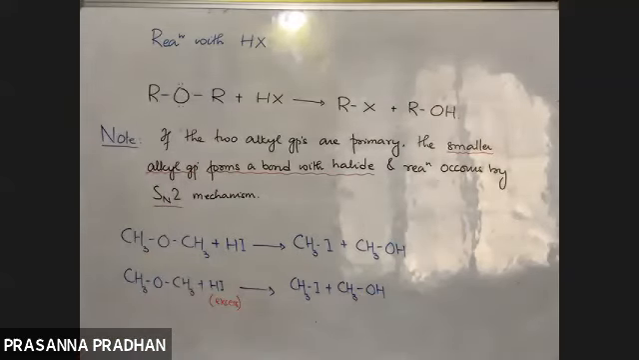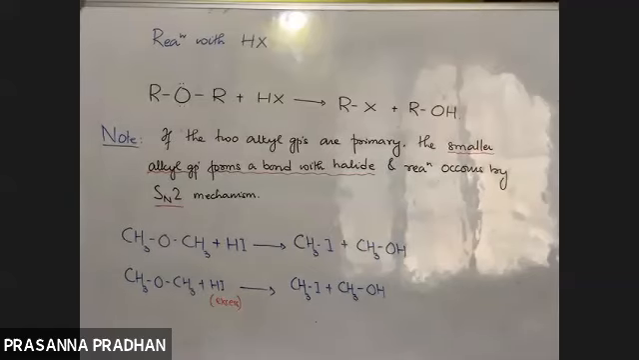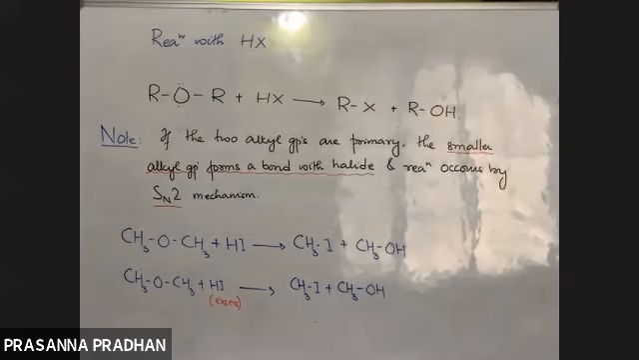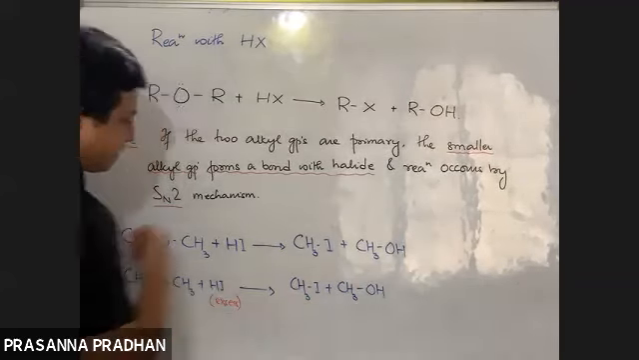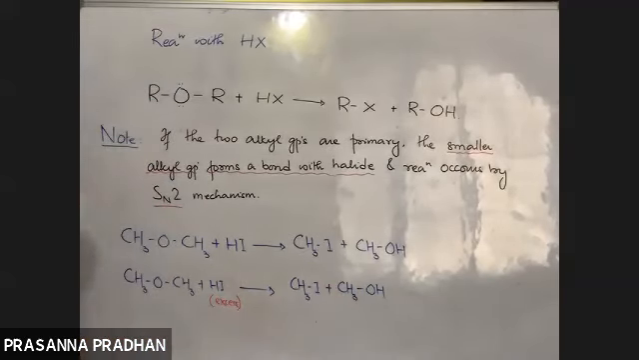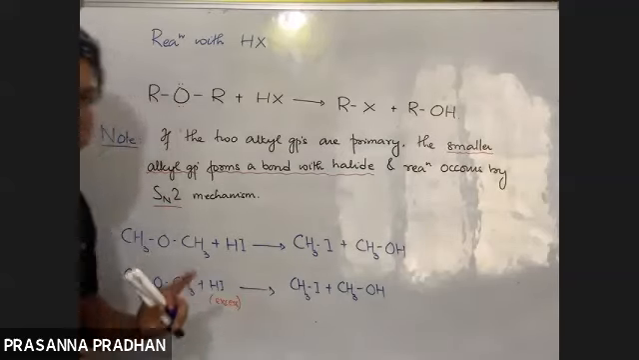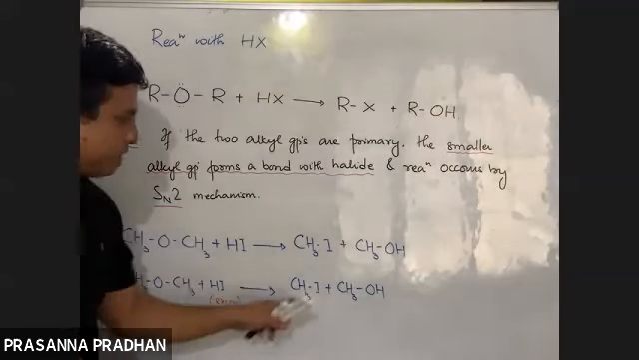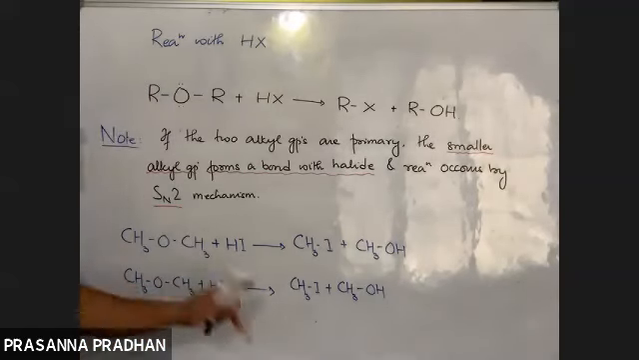From the chapters we have learned, you tell me, out of the two products, which one will react with excess of HI? Is it methyl iodide or methyl alcohol? Pratyek, yes, bolo. We have two products, methyl iodide and methyl alcohol. Out of these, one is going to react with excess of HI. Which of these products will react?